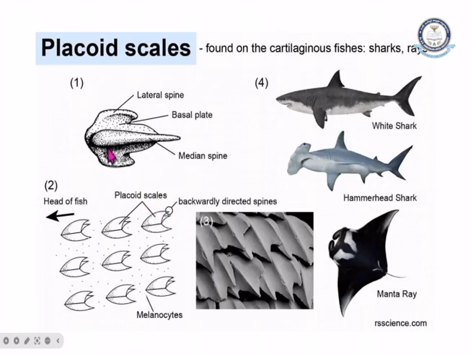Here is the structure of a placoid scale. This is the basal plate, and on this the spines are present: lateral spines and also a median spine. When we touch the Scoliodon skin in the laboratory during dissection, we can feel that it is very rough. That is due to the presence of these placoid scales.